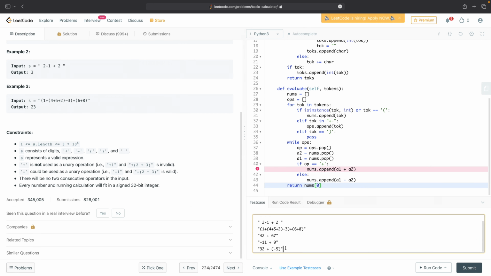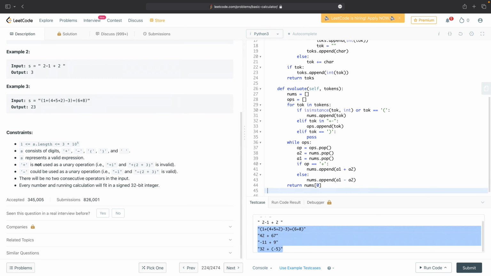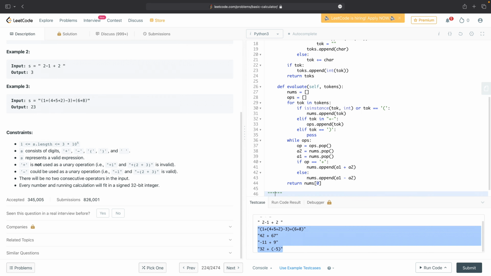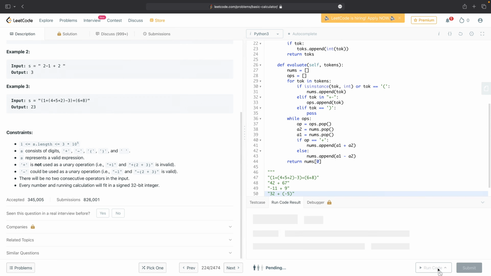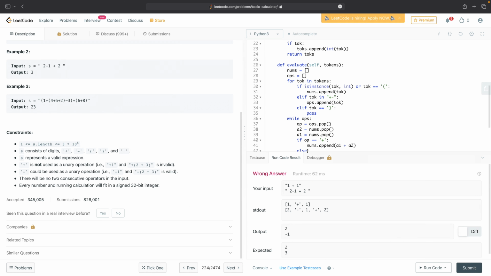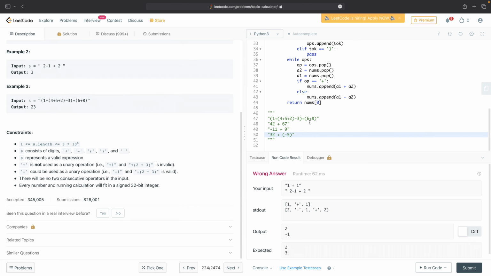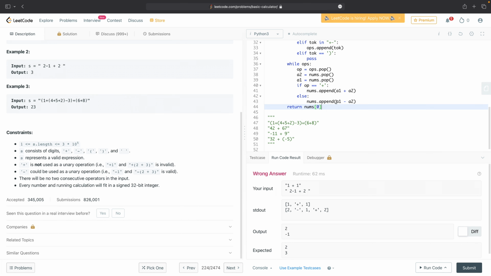Hang on, I don't want to get rid of these test cases. Let me just put some test cases down here. Cut those, paste them there. Let's try this again. Okay, we're getting it wrong. Oh, that's because I need to... Okay. Yep, that is a problem.